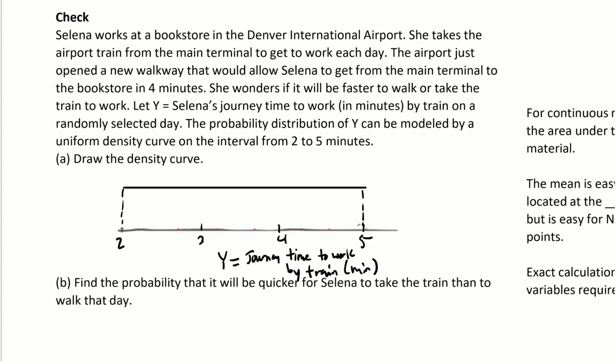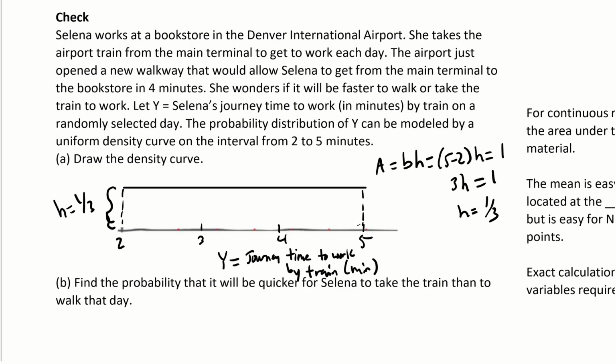And we want to figure out what the height is, right? Of course. So we've got to figure out what that is. All right, so we know that the area has to be 1 and it's base times height. And the base is 5 minus 2, right? It's from 2 to 5, so it's 3, the base. And that is going to have to equal 1. So we get 3h equals 1. So if I divide by 3, I get 1/3. So this has to be 1/3. Okay, there's my density curve.